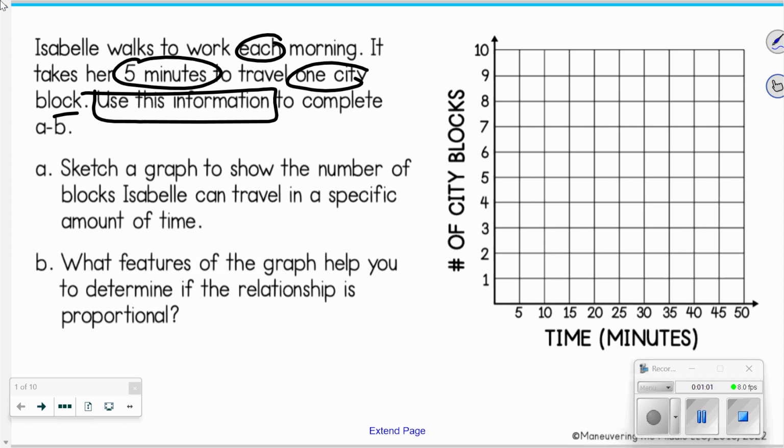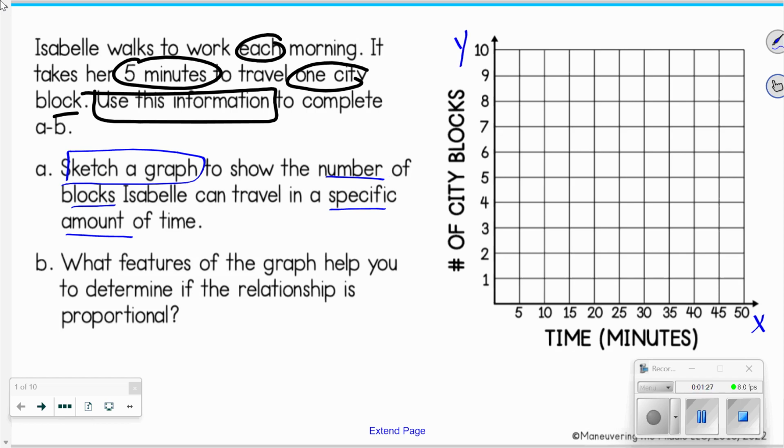We need to sketch a graph to show the number of blocks traveled in a specific amount of time. So that one should be relatively easy, right? So then put the time on the bottom, so that's my X. And if it helps you, please put it there. On the side, they put the number of city blocks. So that would be my Y. Again, if it helps you, put it there.